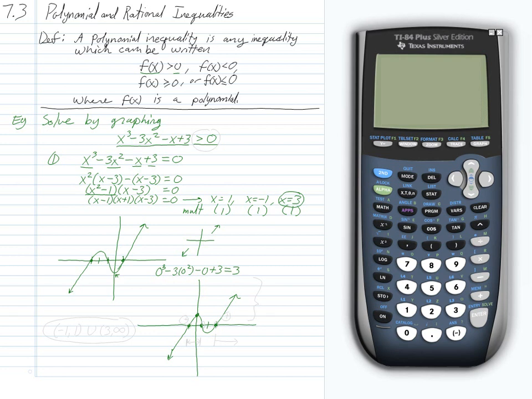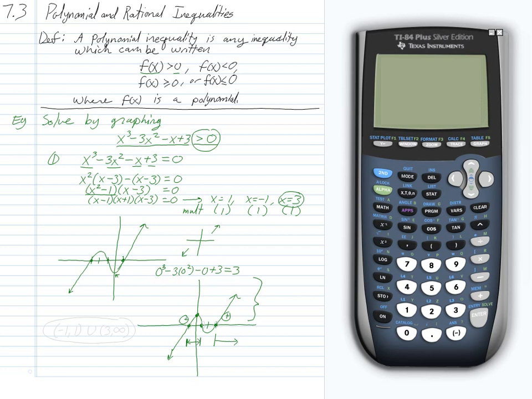Now, we see that the piece of the graph that we would like is the part above the x-axis. We want to be positive. So this piece is positive and this piece is positive, and that is happening to the right of 3 and in between -1 and 1.